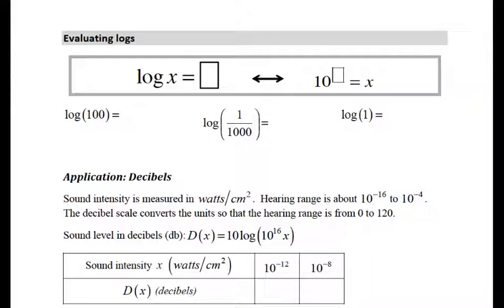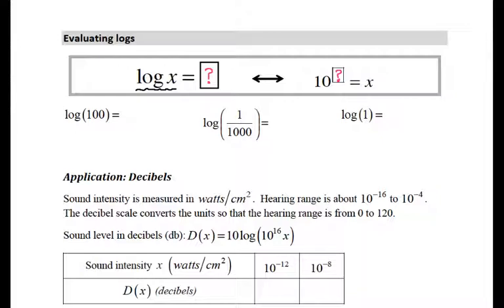To evaluate a log, we can think about the relationship between a log function and an exponential function this way. If I want to evaluate log of x equals, and to figure out what goes in this box, then it's the same thing as asking myself what would go in this box. If the base is 10, what power would I raise 10 to get that value x?